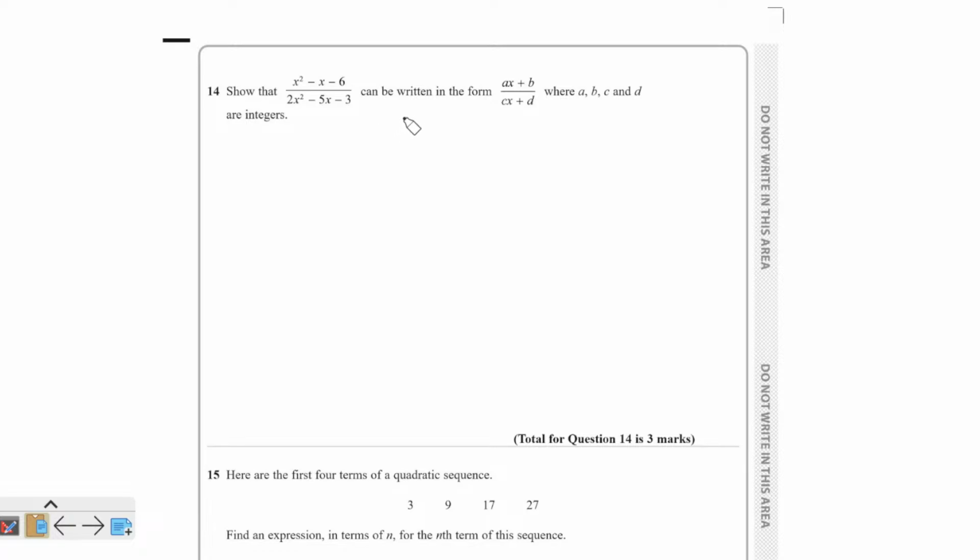Simplify the algebraic fractions, and the way that we simplify algebraic fractions is we try to factorize as much as we can. In this case, we've got 2 quadratics, which means that I should be able to factorize into double brackets at the top and the bottom. So let's start with that.